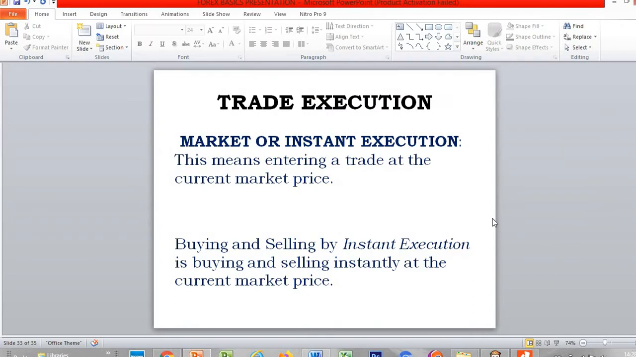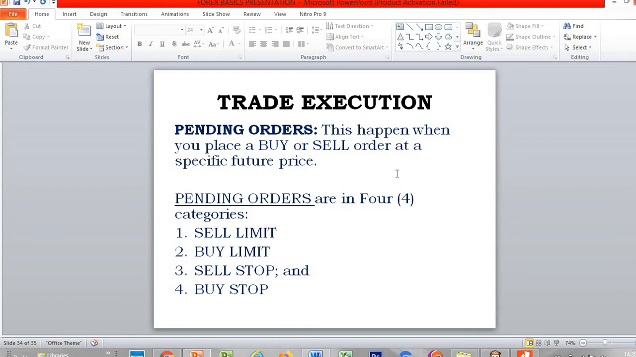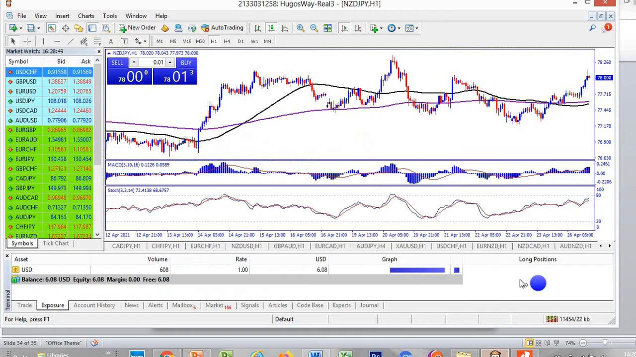So the second one, which is a pending order, actually happens when you place a buy or a sell order at a specific future price. For example, this is a 1 hour time frame, and you feel that probably in the next few hours this price will come back down to a lower price. So you can place an order waiting for the price to come and hit that particular price. The price is not there yet presently, but you feel that in the future price is going to get there, either coming down to sell, or the price will continue to go up in the nearest future and hit a particular price.